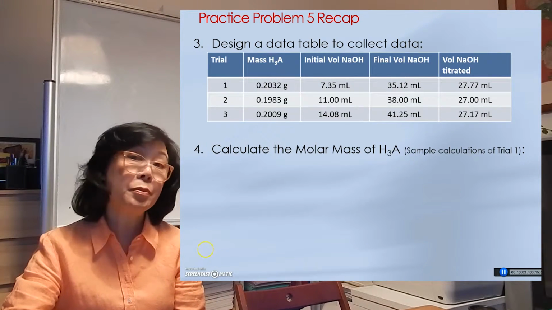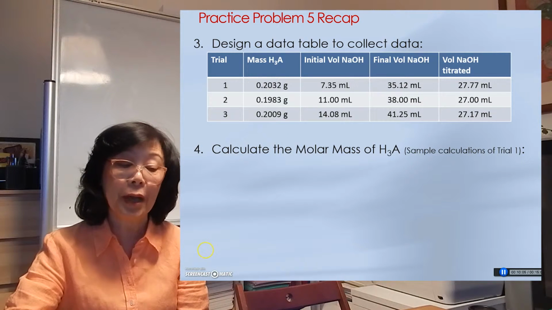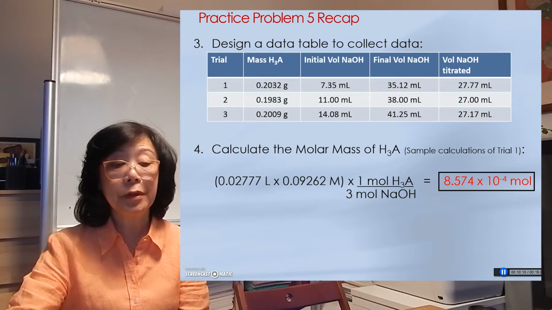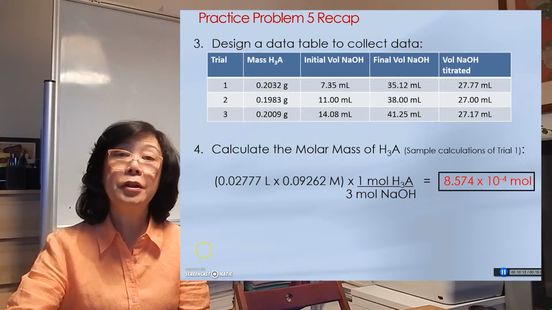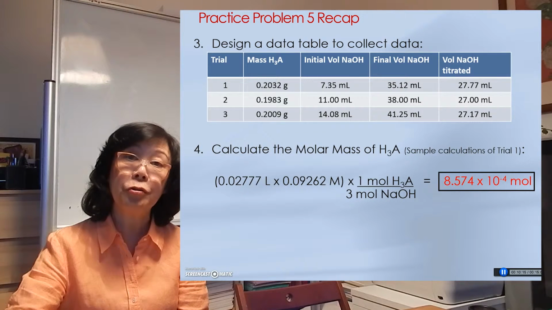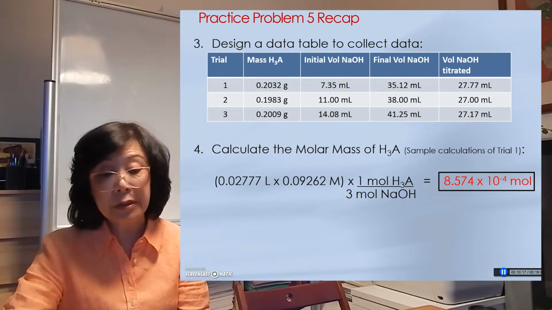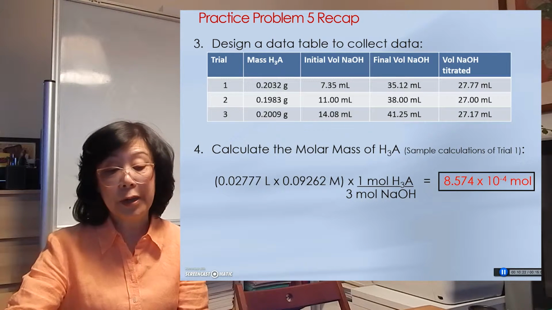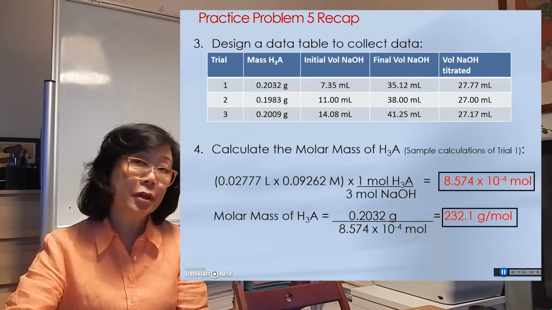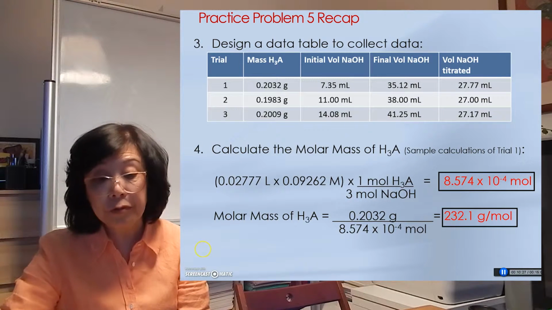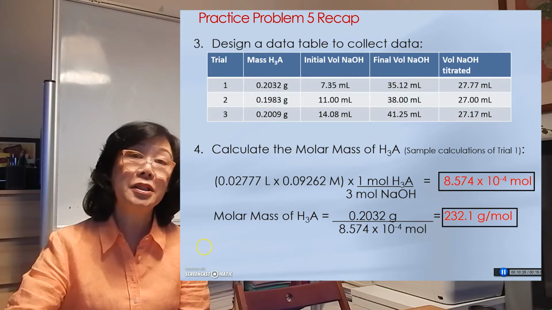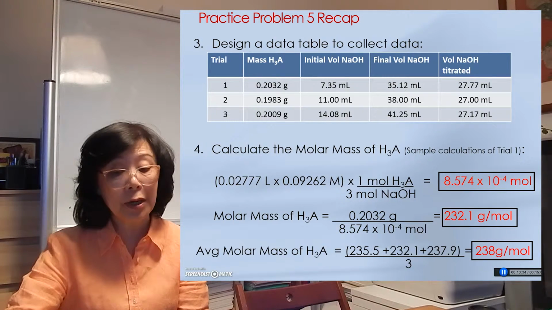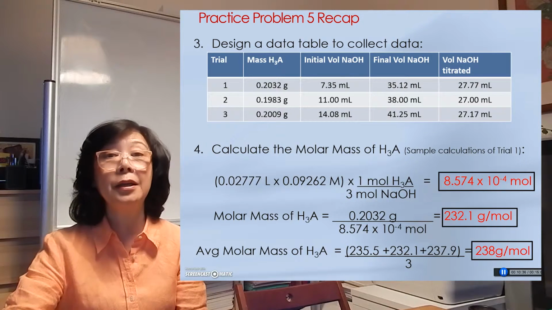And let's say we use sample number 1, trial 1, as our sample calculation. We take the molarity times volume of the sodium hydroxide titrated and convert it into moles of H3A by using the 1:3 mole ratio, and that yields 8.574 times 10 to the minus 4 moles of H3A. Dividing the mass of the solid by the moles, we now have 232.1 grams per mole as the molar mass from trial 1. Now we can calculate the average of 3 trials, which turns out to be 238 grams per mole.